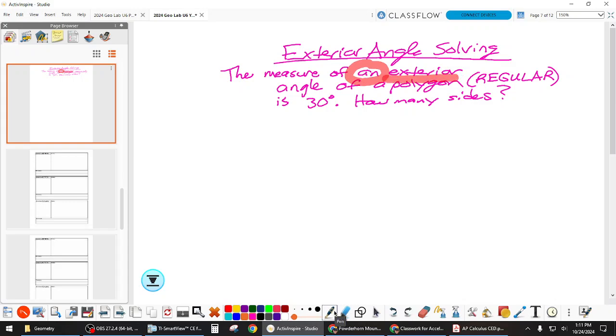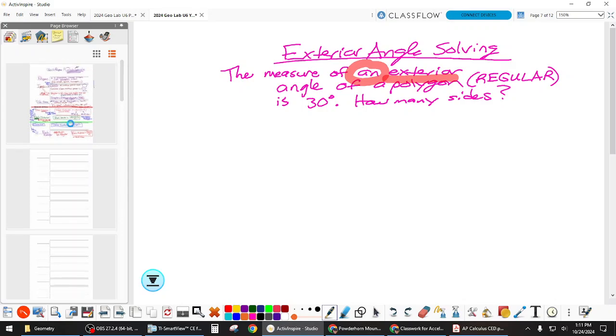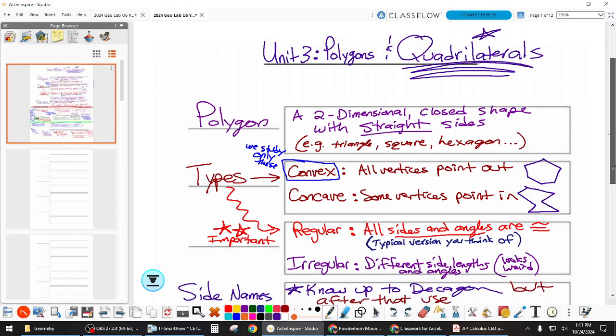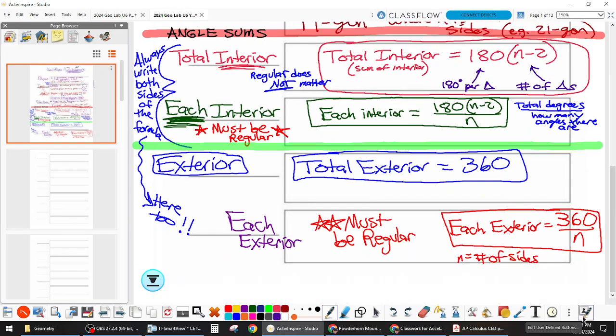What I need you to start getting familiar with as you work today is, on that front page, how do you know which formulas to narrow it down to? So we have 2 interior, 2 exterior. And there's always going to be a keyword or two that will point you to the right one. If it says sum of, total, altogether, those are our totals. If it says one, each, single, anything that implies that we're talking about one angle, now we're doing the 2 that have an N on the bottom.